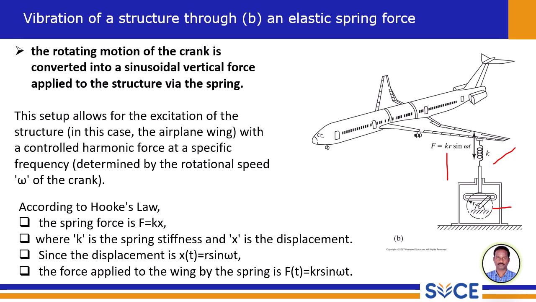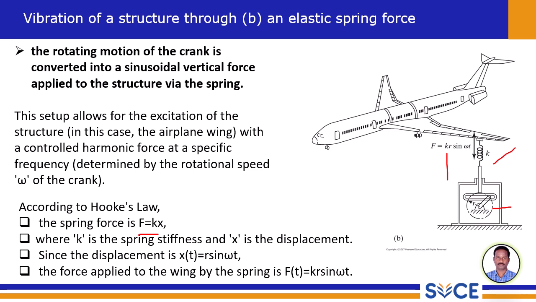To understand the force which is generated and applied to the spring, we can use Hooke's law, a fundamental principle in elasticity. Hooke's law states that the spring force, represented as F, is equal to stiffness multiplied by displacement. That is, it is directly proportional to displacement as well as spring stiffness. Mathematically, it is written here.